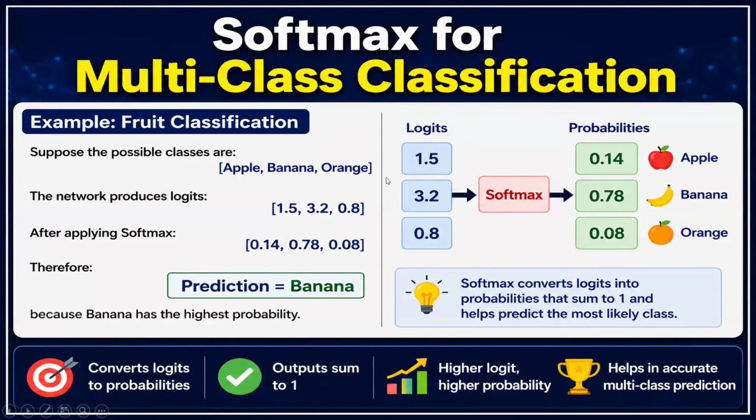Then softmax for a multi-class classifier. So how is it used? Suppose we have to identify whether the given fruit is apple, banana, or orange. Let us say the network produces outputs 1.2, 1.5, 3.2, 0.8. Then we have to apply the softmax function. Definitely this value will be higher here, so we can select that the given fruit is banana. That's why the softmax function is applied at the output layer.